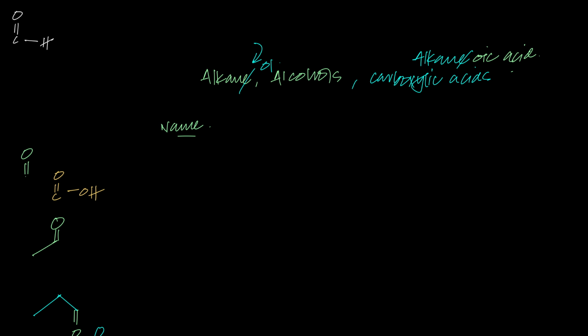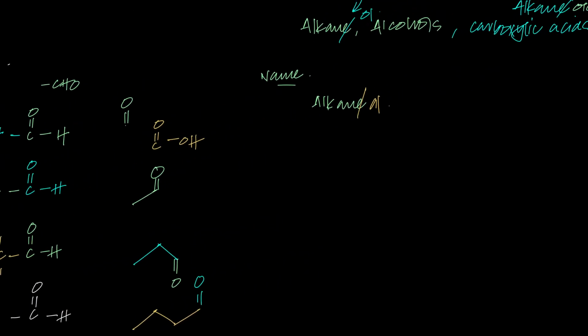Aldehydes, a piece of cake. Naming: take alkanes as the reference point. I always take alkane as the reference point because it's easier to remember them as well. Instead of an E, add the AL. That's it. So if you were to name the 1 carbon aldehyde, it would not be called methane, because the E would be cut off and replaced with the AL. So it will be called methanal.